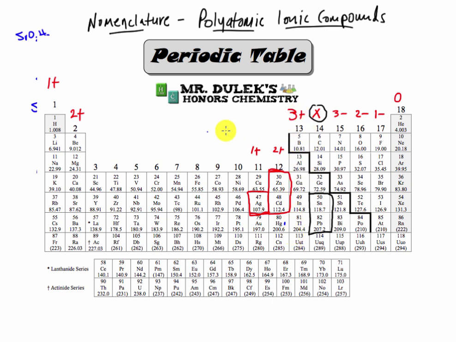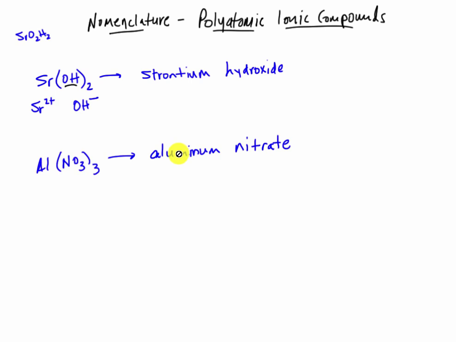Aluminum has a 3+ charge. Technically the only metal you're going to really see that has a charge like that, a 3+ charge. Okay, so therefore aluminum does not require a stock number. No stock number needed. Alright, let's try another one.